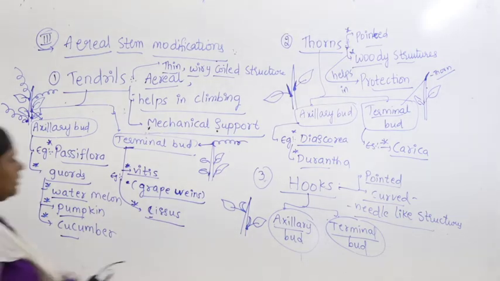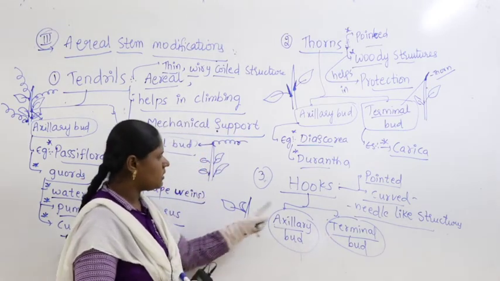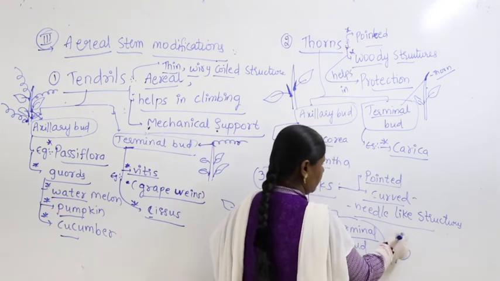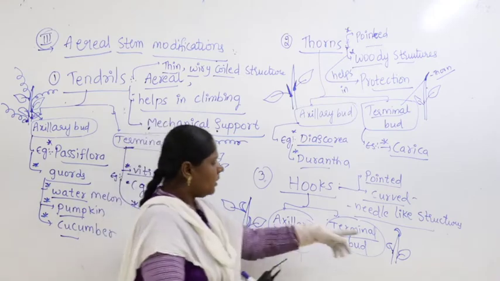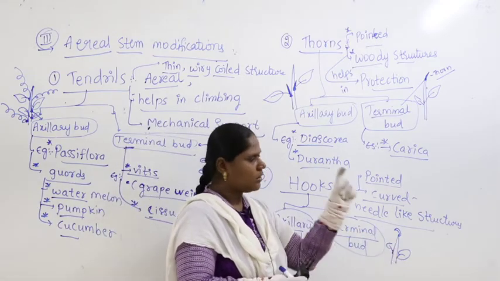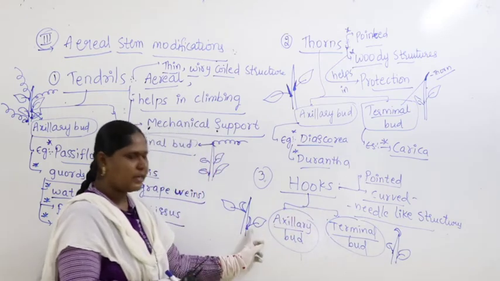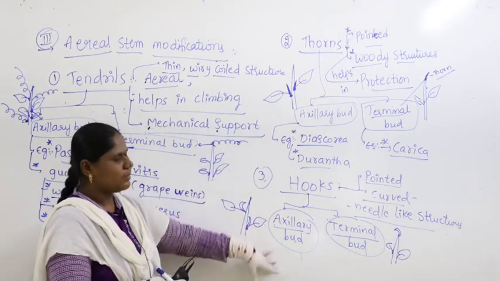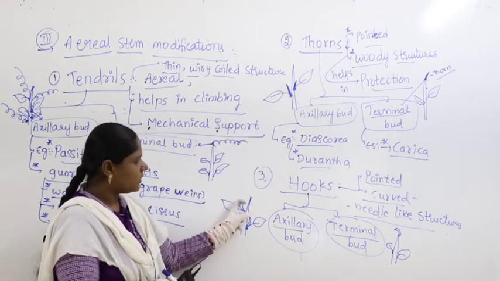Okay, so here in these cases terminal bud gets modified into thorns. So for example, if you take this case, like this. What happens in this case? Here terminal bud gets modified into a curved structure, that's called a hook. Here axillary bud gets modified into a curved structure, that's called a hook. So what is the difference between thorns and hook? Needle straight pointed, here curved and needle.